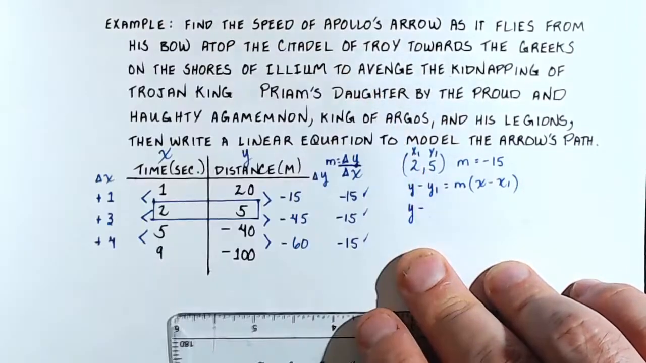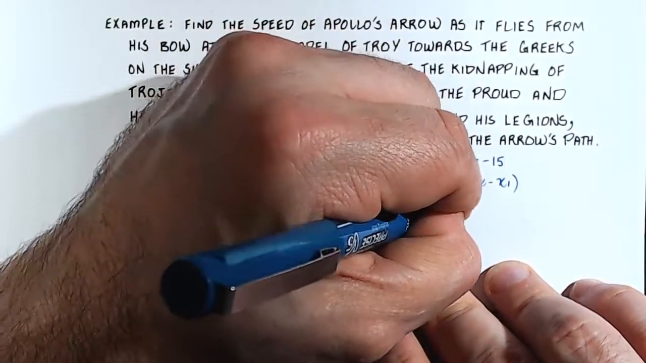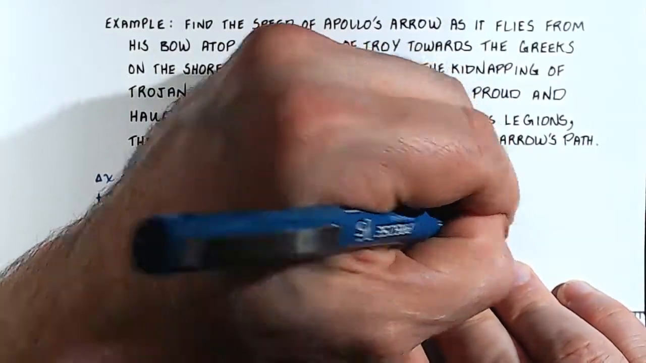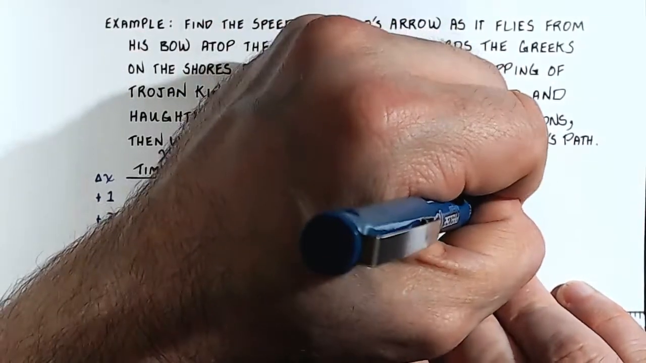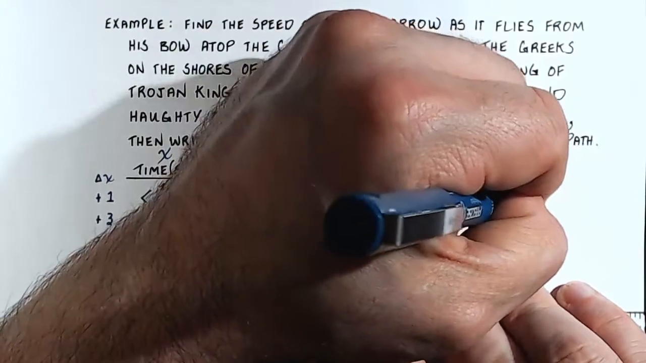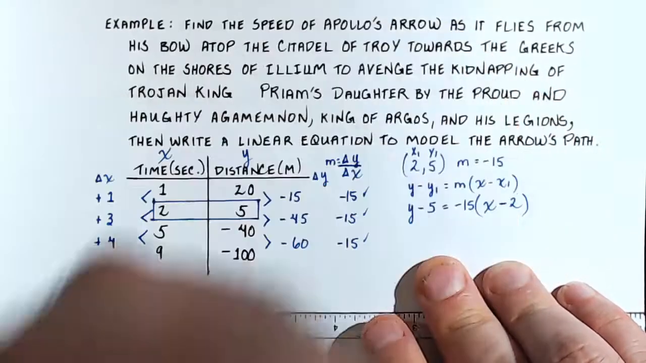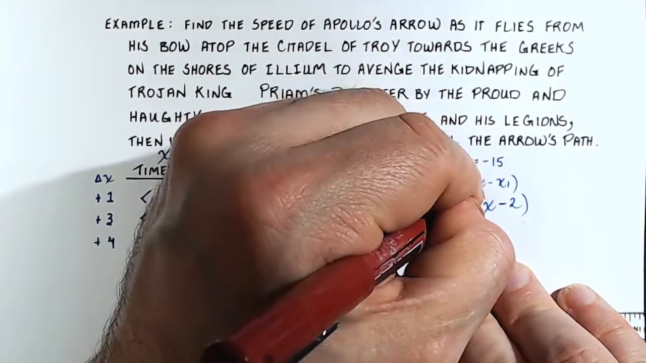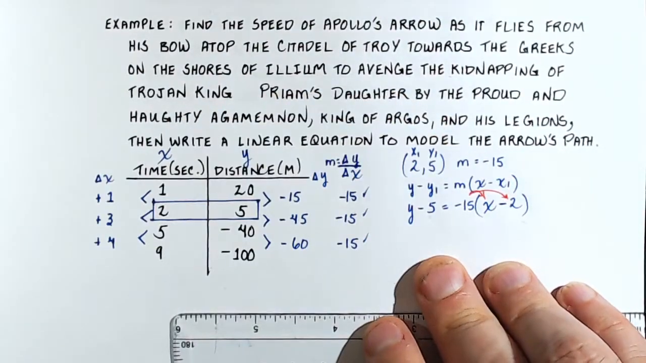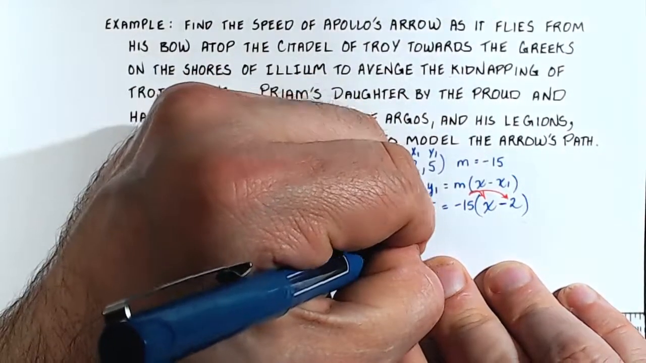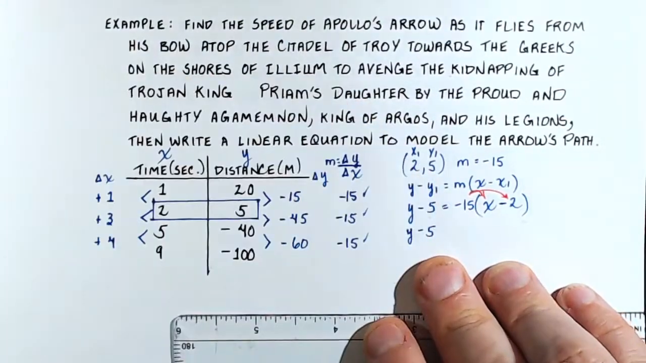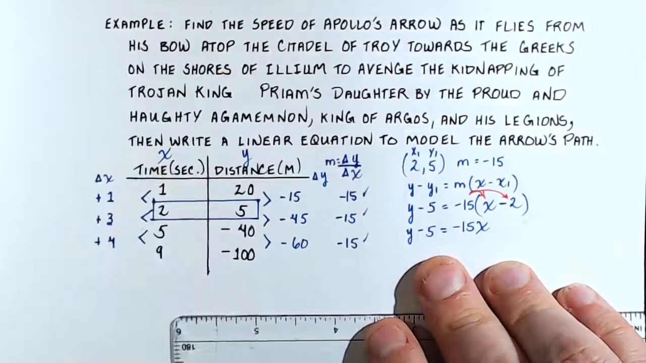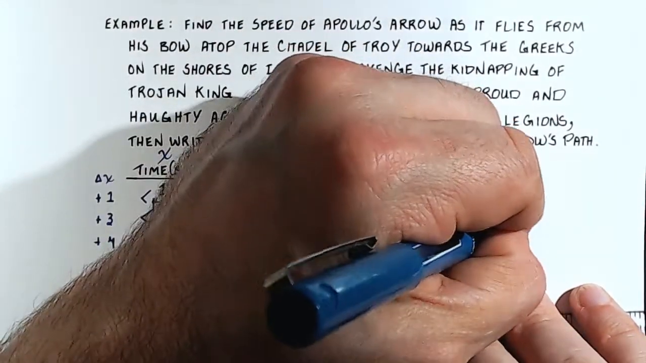Y minus 5 equals, m is negative 15, so negative 15 open parentheses x minus x1, which is 2. Let's distribute, multiply this negative 15 through both terms in the parentheses. So I have y minus 5 equals negative 15x plus 30.